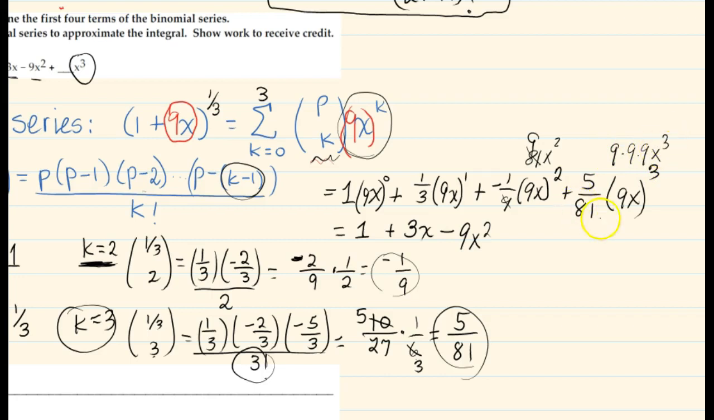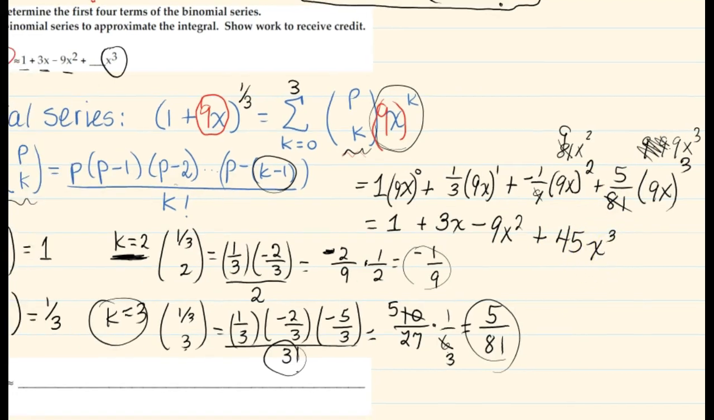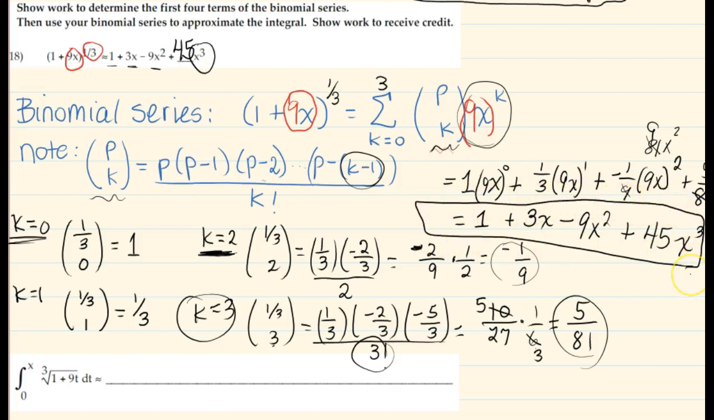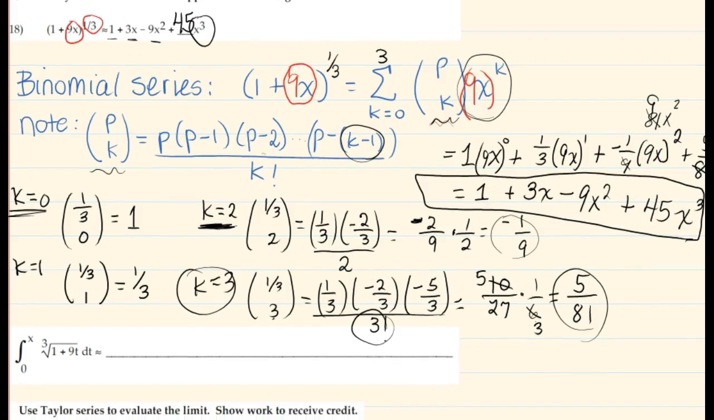And I'm doing that because 81 will cancel out with 9 times 9. So this last one will be 5 times 9, which is 45 x cubed. So the number that we were looking for is actually a 45 right here. So this is our approximation using binomial series. Now, even if we couldn't get to that, we should still be able to go find the integral.